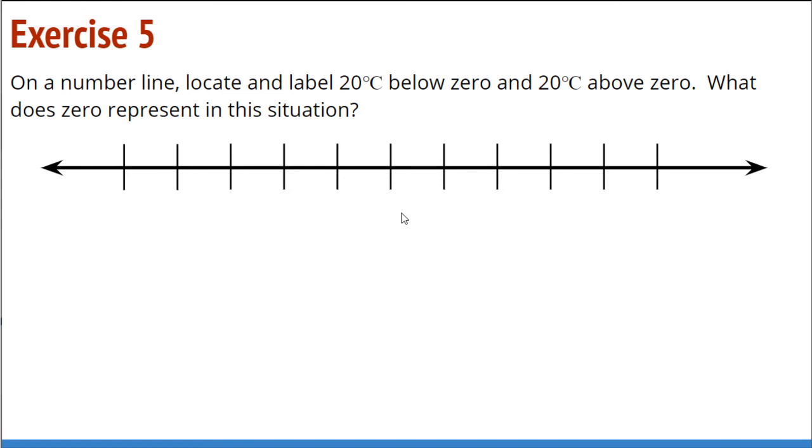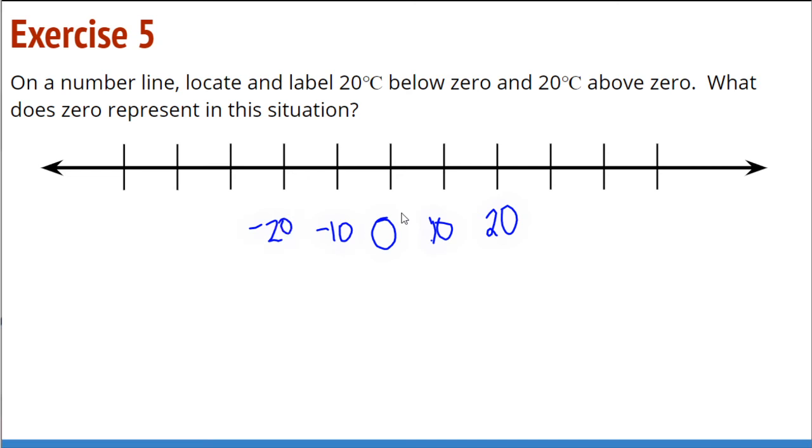Exercise 5. On a number line, locate and label 20 degrees below 0 and 20 degrees above 0. 20 degrees Celsius below 0 and 20 degrees Celsius above 0. And what does 0 represent in this situation? Well, I'm going to put a 0, and I need to have 20 and negative 20, 10 and 20, and negative 10 and negative 20.